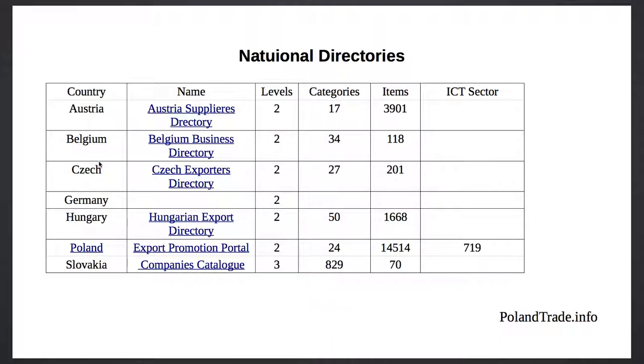Most countries have national directories; all the countries I checked had national directories. If you go down to the second to last row, you see Poland has an export promotion portal. It has a two-level tree. It's got 24 categories and almost 1,400 companies. But that doesn't even cover products. Let's say that every company has about 12 products or services. It's a guess. That would be 160,000 products or services. So on a two-level directory, the best you could do would be 400 categories with 400 items in each category.